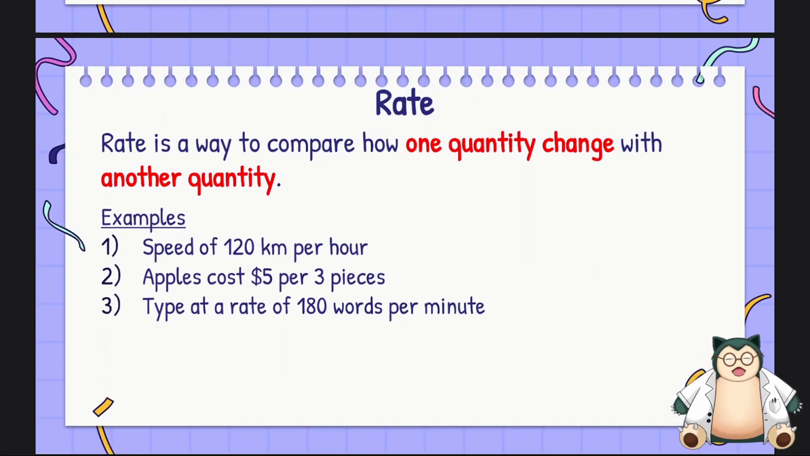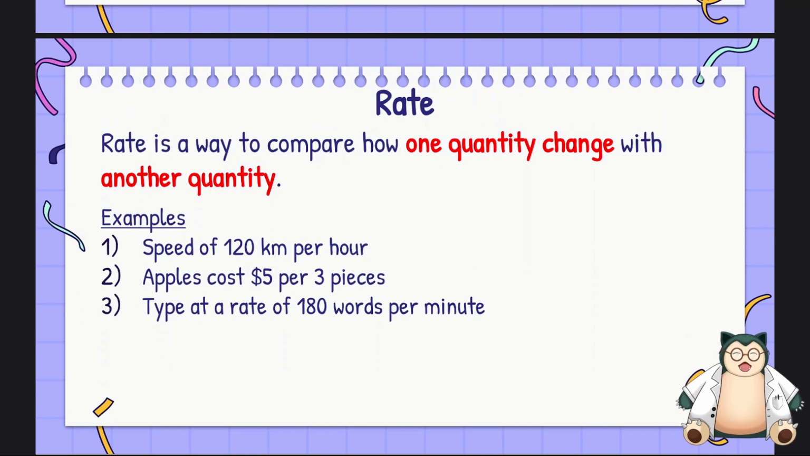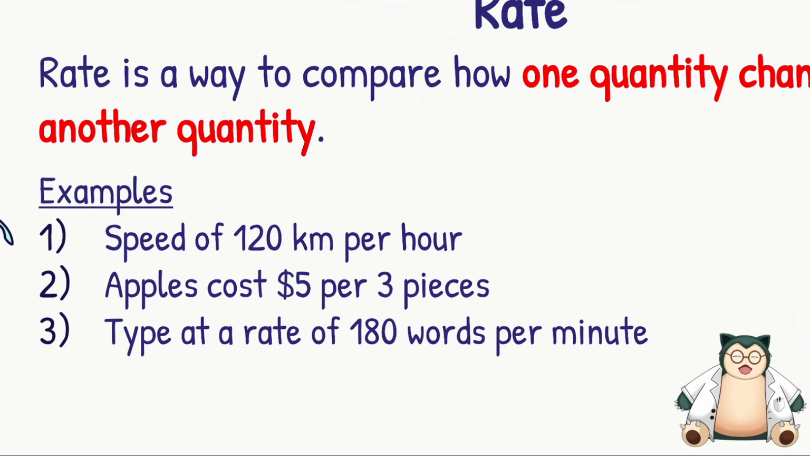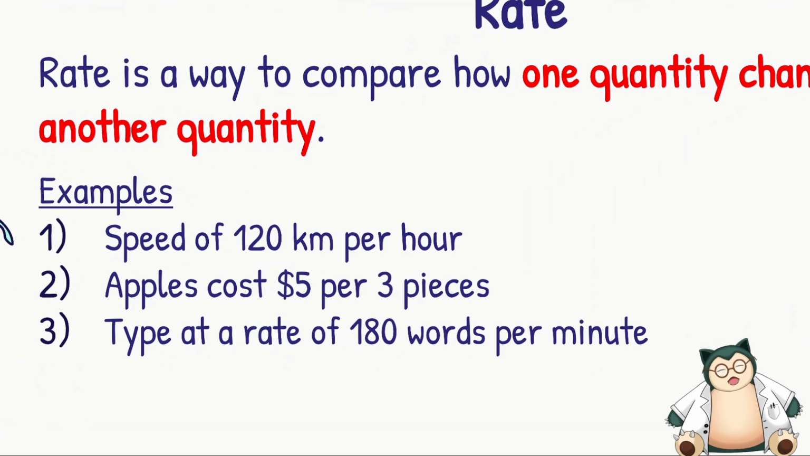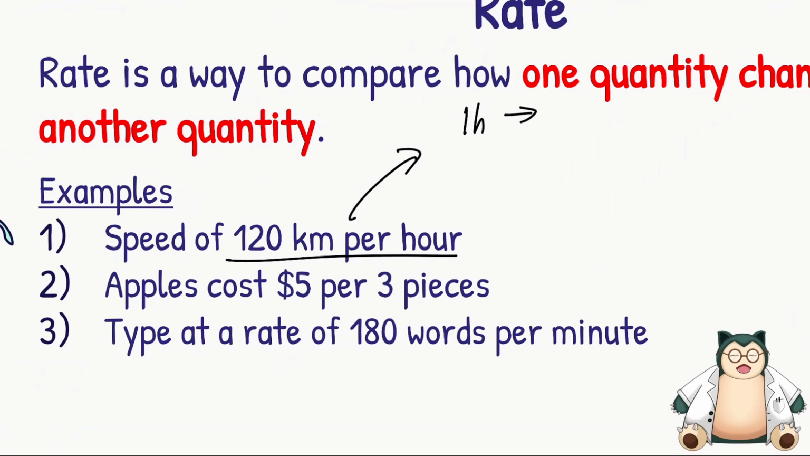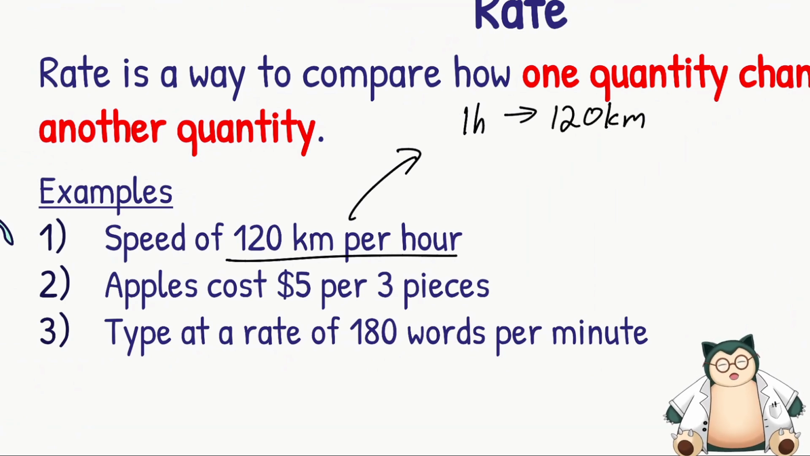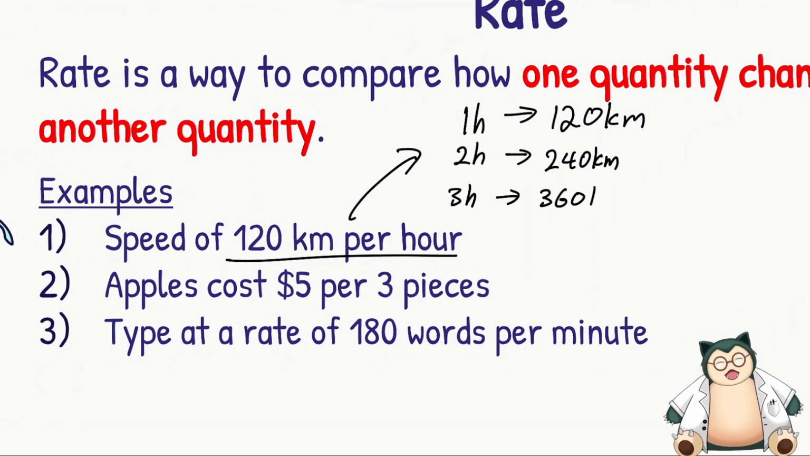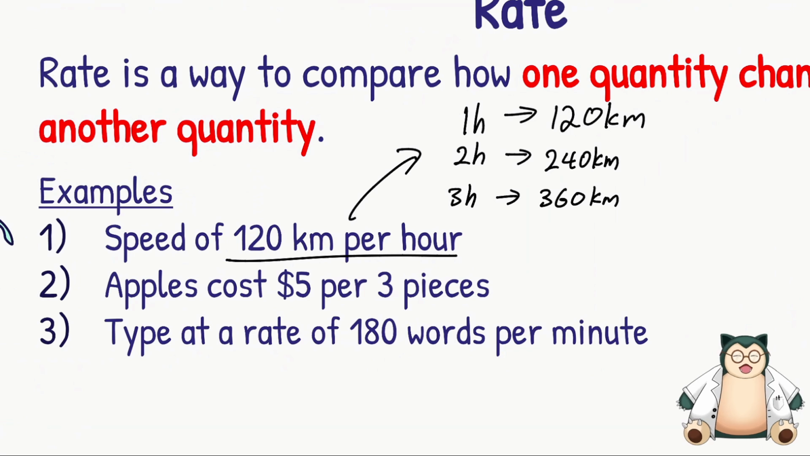Okay, so rate is a way to compare how one quantity changes with another quantity. So let's look at a common example of speed. When we talk about speed, you normally say how many kilometers per hour, right? But what does it truly mean? If we break down this rate, for every 1 hour traveled by maybe a car, it will have traveled 120 kilometers. If we extend the idea, in 2 hours, it will then have traveled 240 kilometers. And in 3 hours, you have traveled 360 kilometers. Correct? That's the idea of rate, right? Per hour, 120 kilometers can stack up.